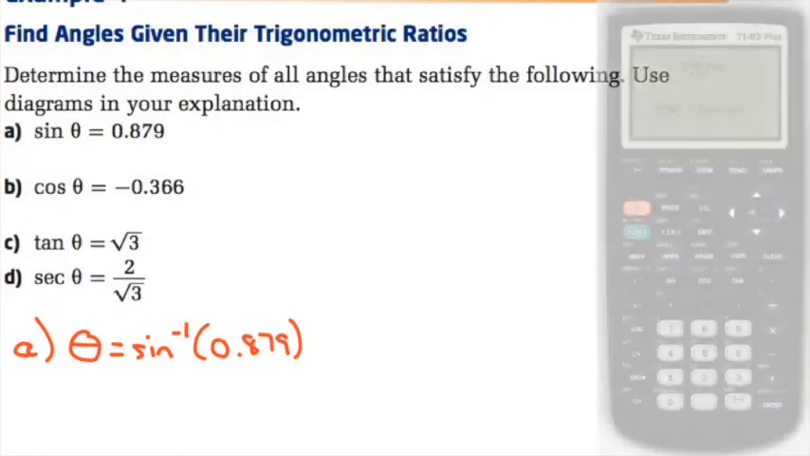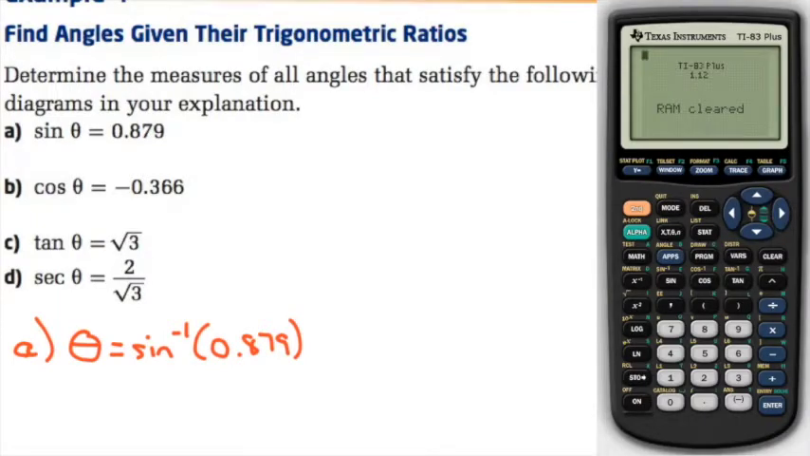Turn to the calculator. We need to actually make the distinction whether or not we're in degrees or radians. We're going to use degrees for this because it's just easier to deal with. Change the mode. To get sine to the minus 1, we'll press second function, sine, 0.879, which gives us, we'll take one decimal place, theta being 61.5 degrees.